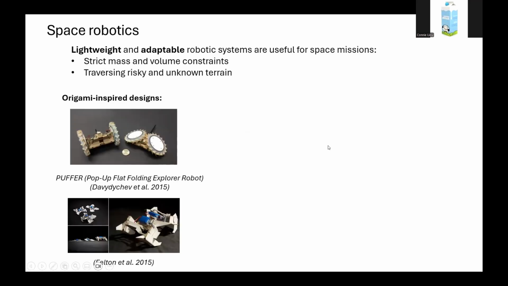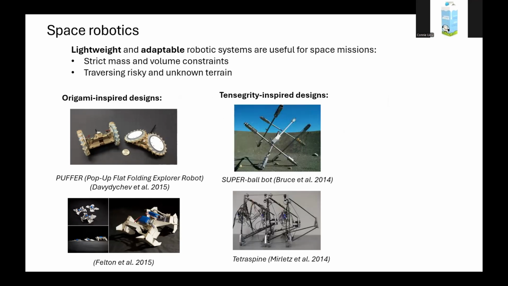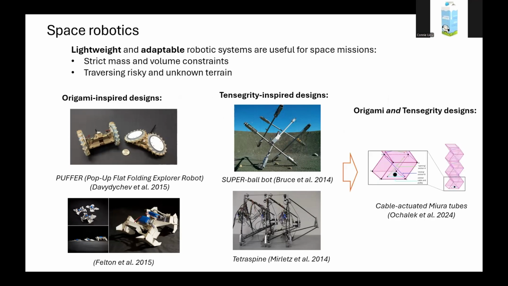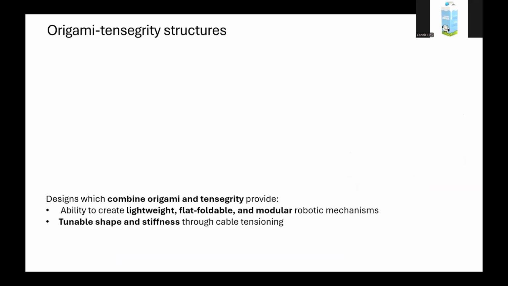Space robotics are often lightweight and adaptable robotic systems, which are useful specifically because space missions often have strict mass and volume constraints. So people have looked at origami-inspired designs where they're flat foldable. People have also looked at tensegrity-inspired designs, which are actuated by cables. And so, of course, people are also looking at origami and tensegrity designs, which is basically cable-actuated origami.